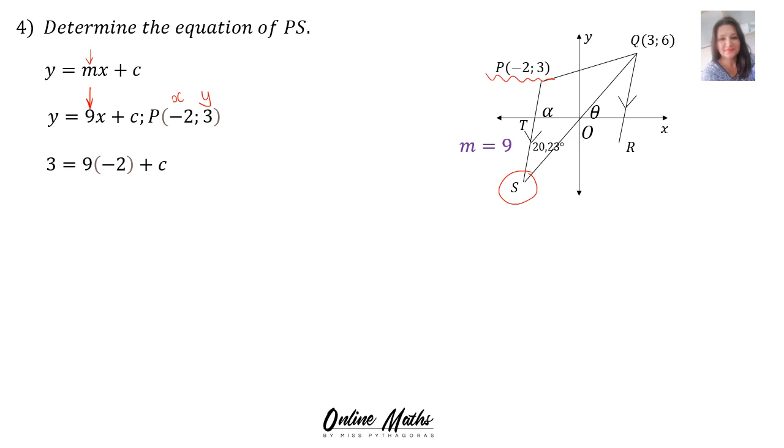And then 9 times -2 is -18. -18 will walk across, it becomes plus 18, and it adds with that 3. Therefore, c's value is 21. And then, just to conclude, the equation of PS is y = 9x + 21.